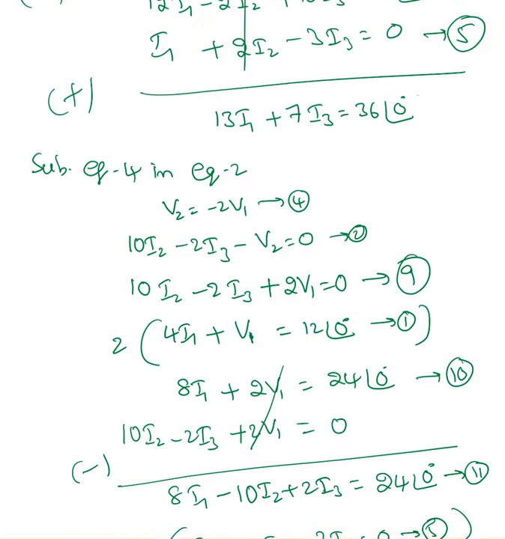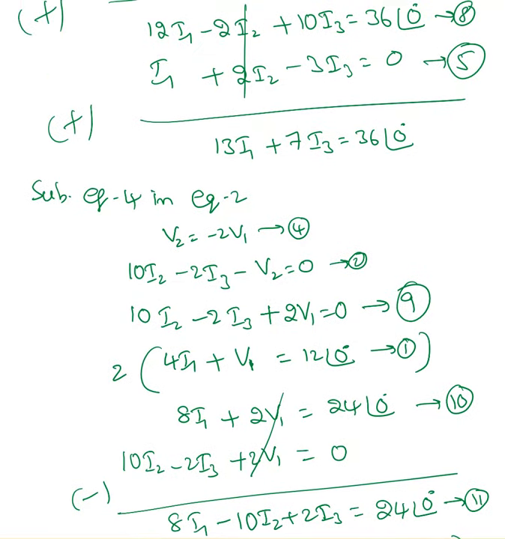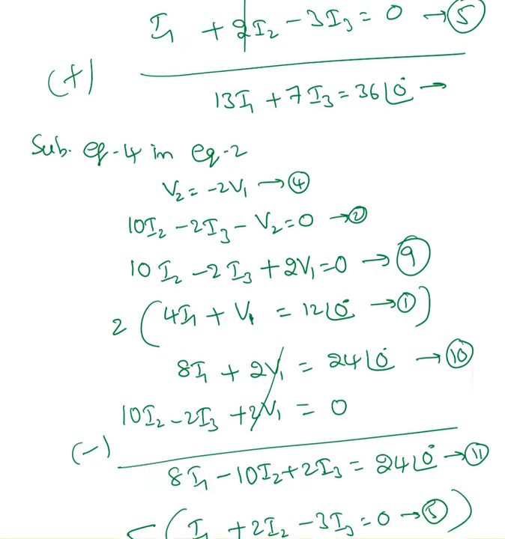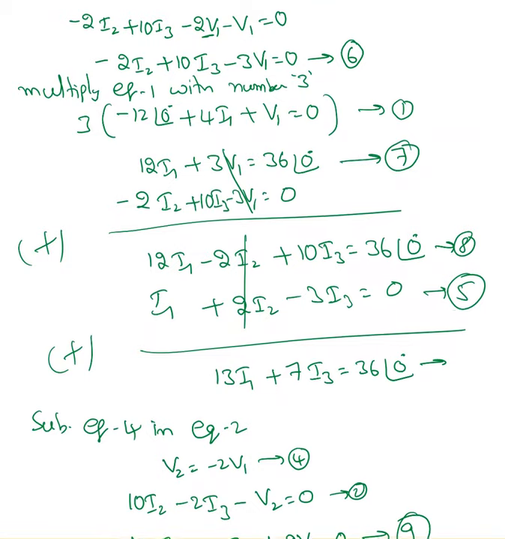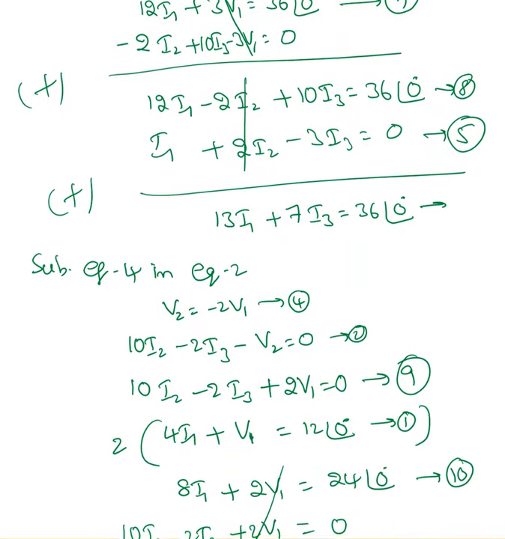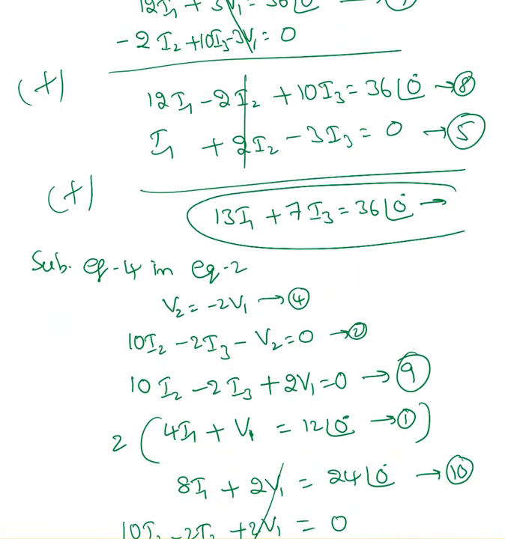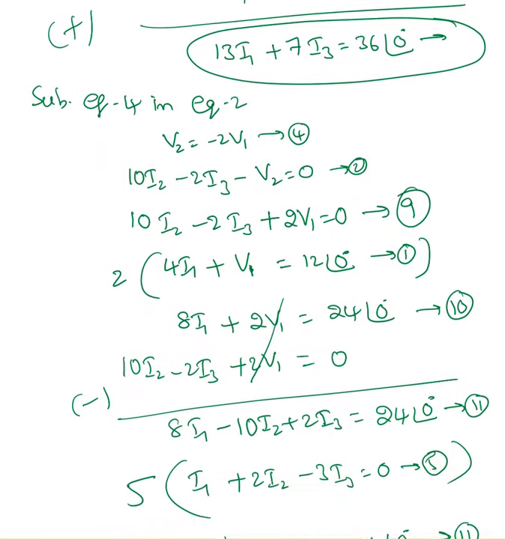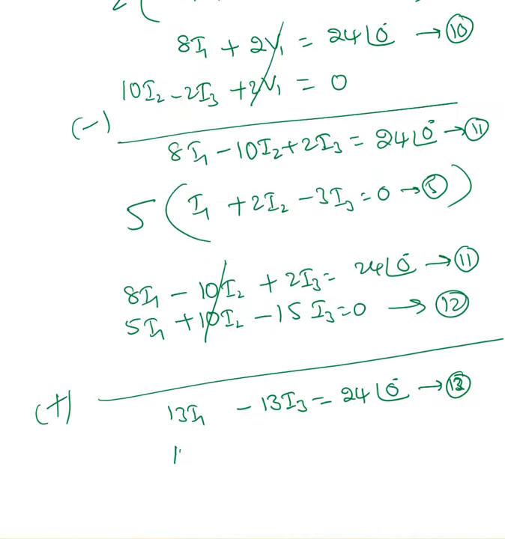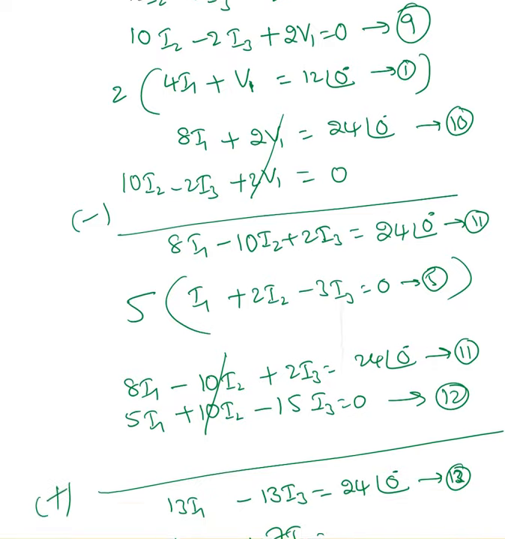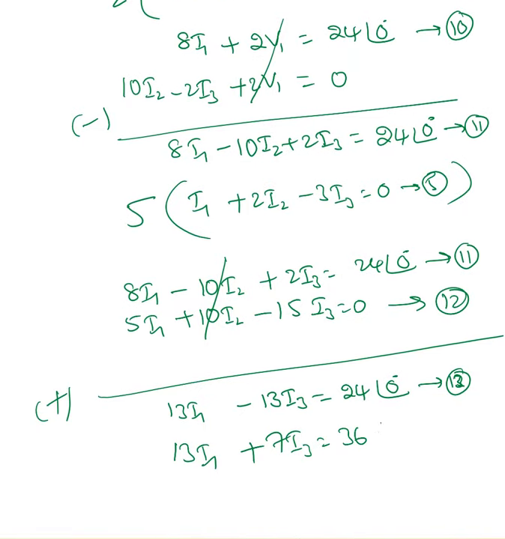I think I forgot to label that. Let me label this equation as, I believe we didn't use 6 anywhere, or 7, 8, 9. I forgot to label this, so that's okay. That's the equation I'm going to use. So I have 13i1 plus 7i3 equal to 36 at an angle of 0.